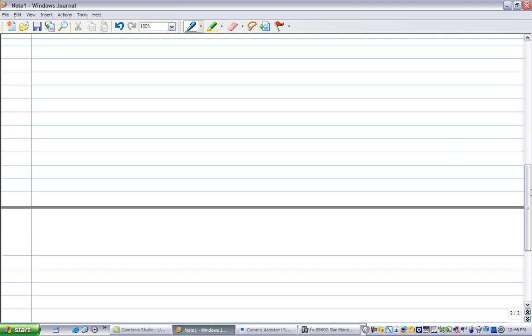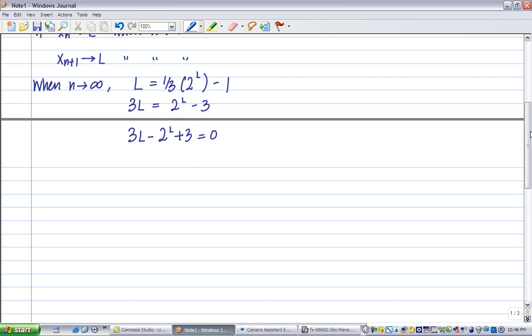So we can get L is either equal to negative 0.810 or L is equal to 3.87.